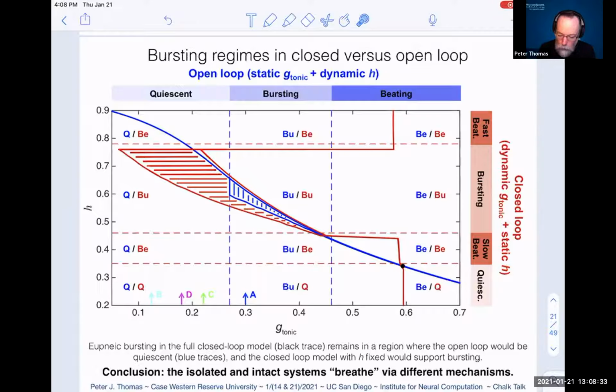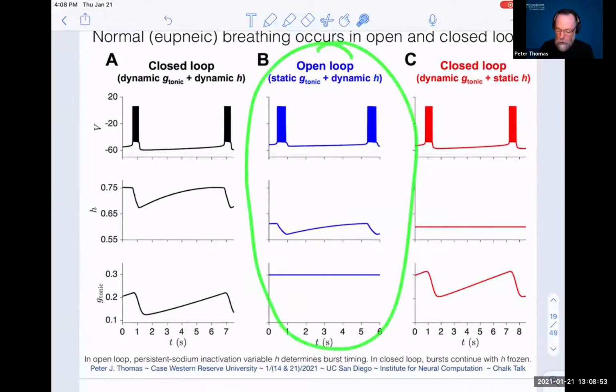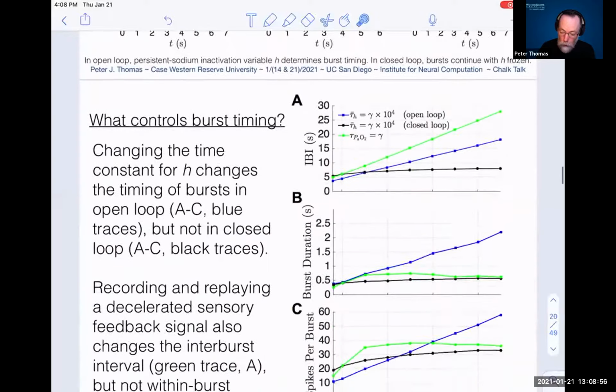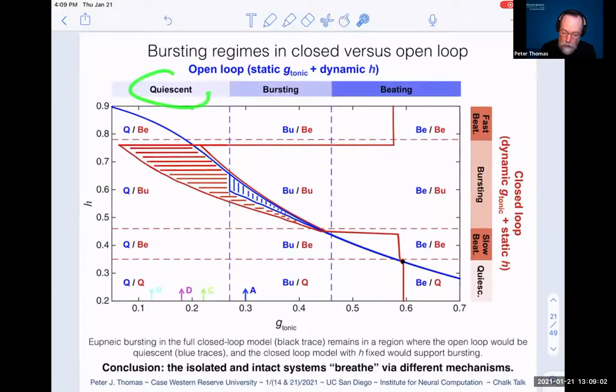So let's look at the blue here first. In the blue system, H is varying normally, as in the Butera-Rinzel-Smith model, but we fixed the level of chemosensory input. So the drive is just constant. That corresponds to this situation here. That's our open loop Butera-Rinzel-Smith model. And as I showed you at the beginning, there's the quiescent region where there's no firing at all. There's the bursting region, with normal looking bursts, and then there's the beating region where you're just firing a steady series of spikes with no gaps.